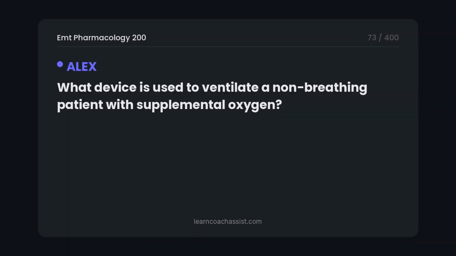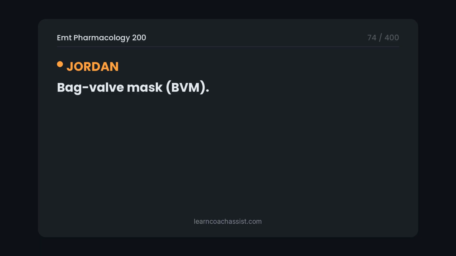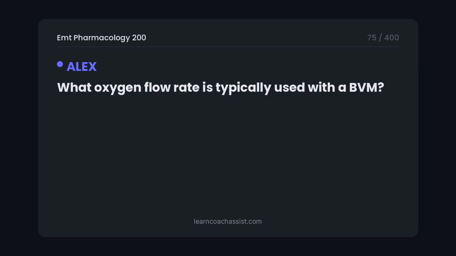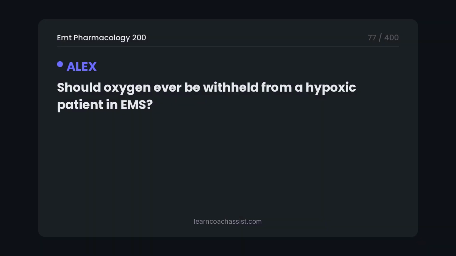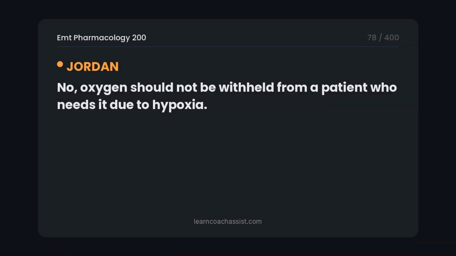What device is used to ventilate a non-breathing patient with supplemental oxygen? Bag valve mask, BVM. What oxygen flow rate is typically used with a BVM? 15 liters per minute or higher, often with a reservoir attached. Should oxygen ever be withheld from a hypoxic patient in EMS? No, oxygen should not be withheld from a patient who needs it due to hypoxia.